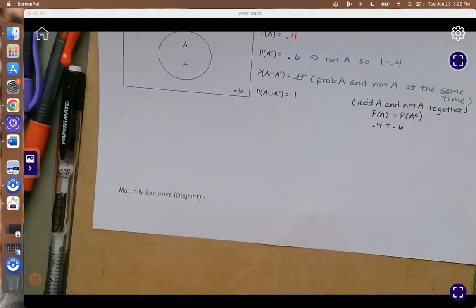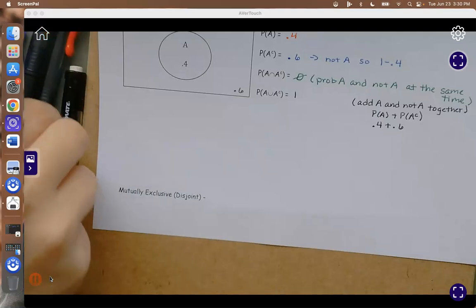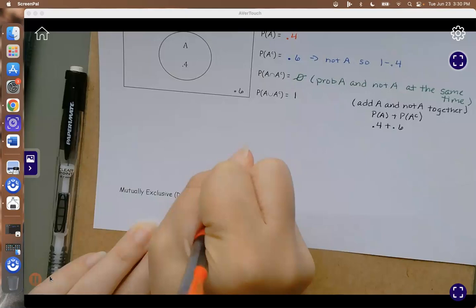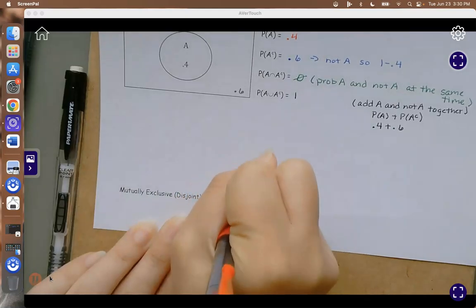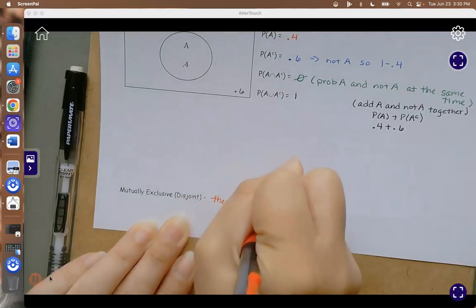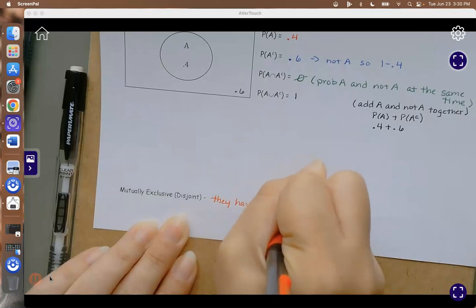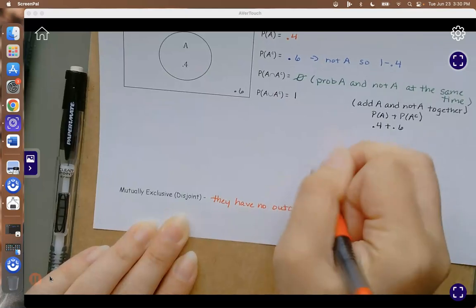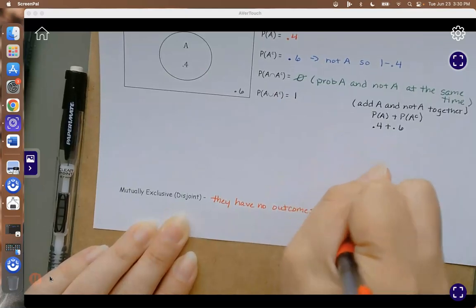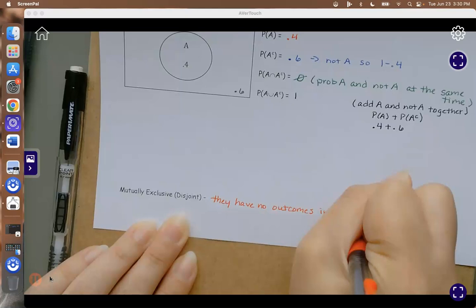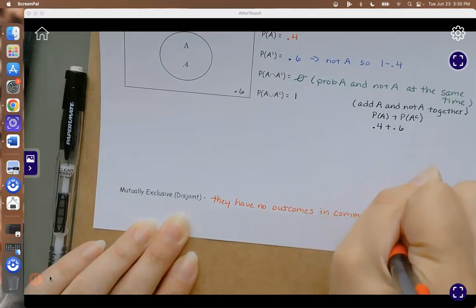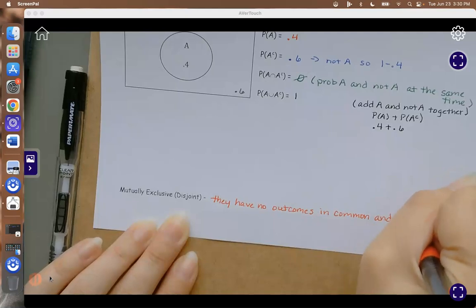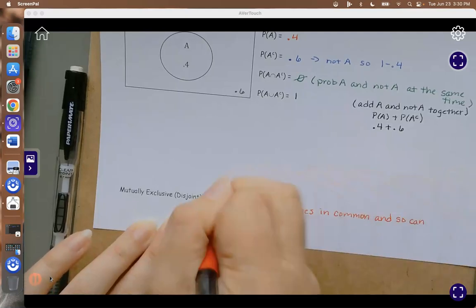Now, mutually exclusive, or disjoint, means they have no outcomes in common. So this is when you have two events going on, and they can never occur together.